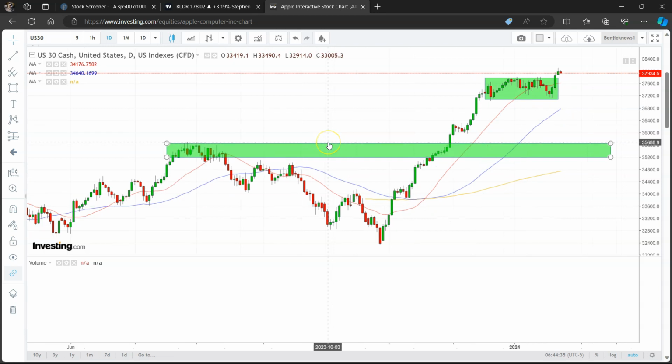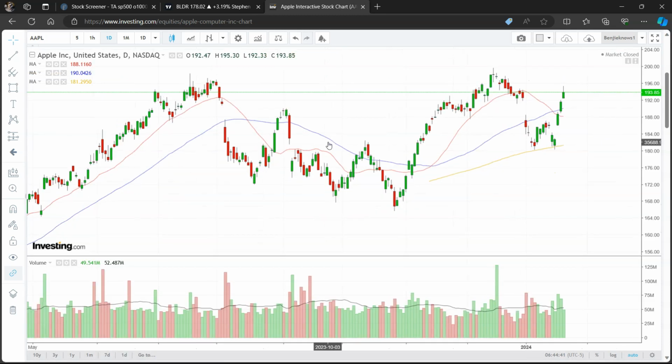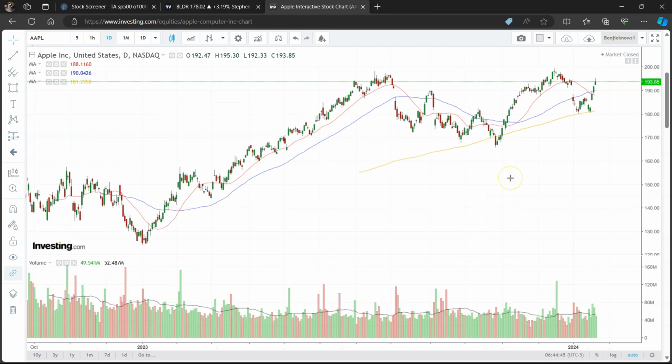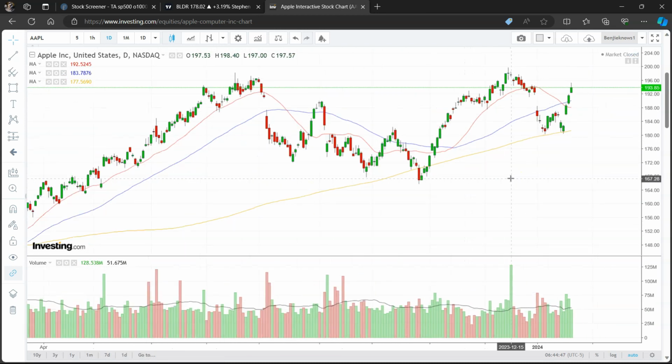So we got the 3 major indexes covered. How about we look at some stocks? Apple, technology stock. I'm a huge fan of Apple stock. Always look at it. The stock has been able to find support at this 200 MA. If you zoom into the 60-minute chart, you will see that there's a 60-minute ascending triangle here.